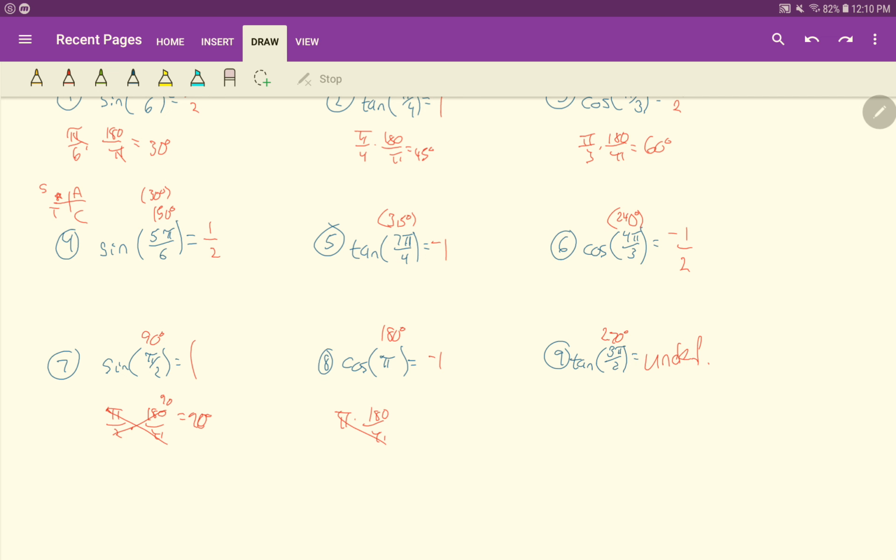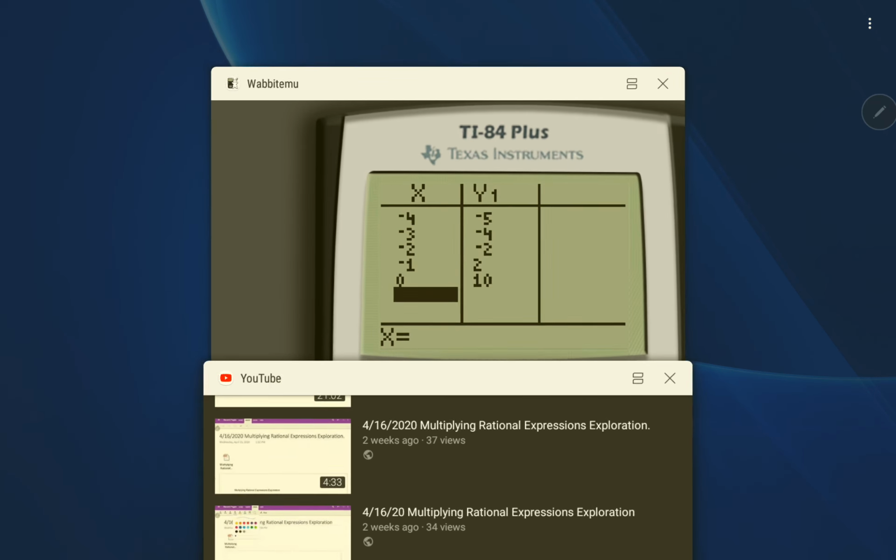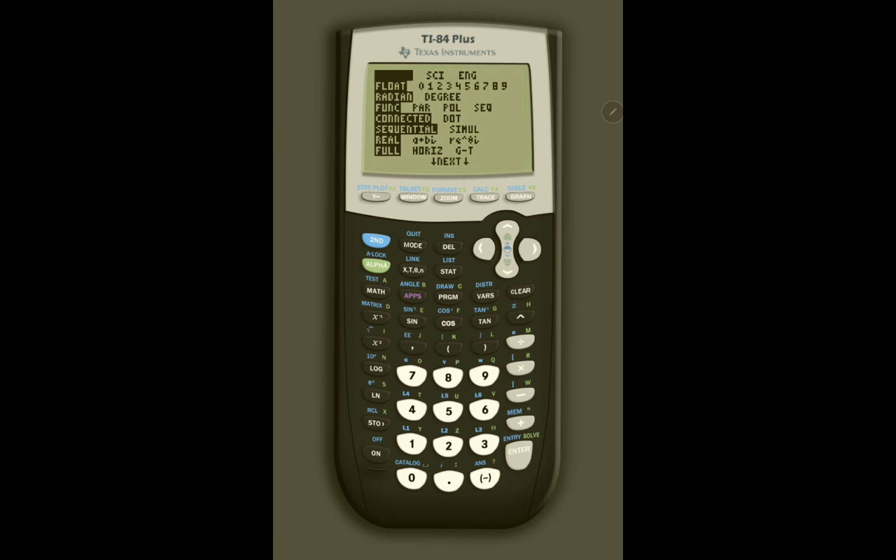To do that, let me just show you here real briefly. Press the mode button and you can see right here you can switch between radians and degrees, okay? So if you want degrees, hit enter, and now you can evaluate sine, cosine, tangent in degrees. If you want to switch back, make sure you highlight radians and hit enter, and you can go do your thing. So I can do sine of pi over 6. And there it is, 1/2.